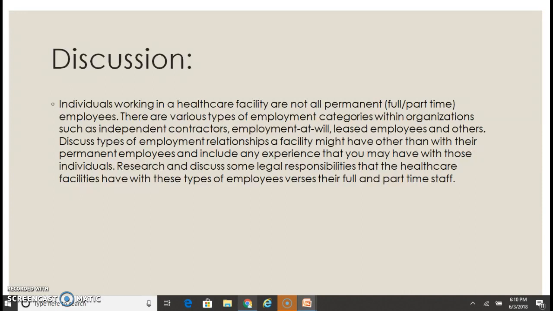We're going to discuss types of employment relationships a facility might have other than with their permanent employees and include any experience that you may have had with those individuals. Then research and discuss some legal responsibilities that the healthcare facilities have with these types of employees versus their full and part-time staff.